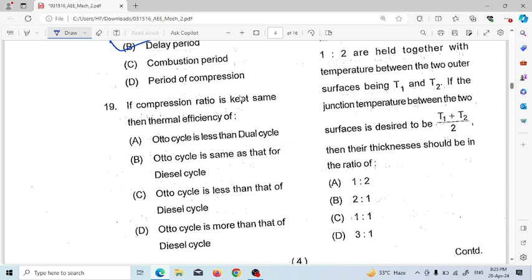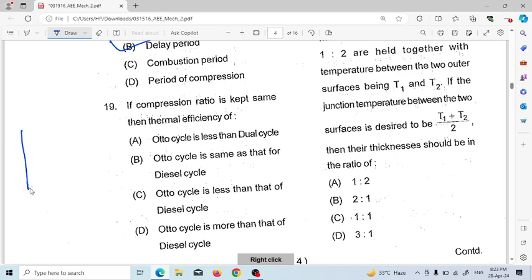If the compression ratio is kept the same, then the thermal efficiency of the Otto cycle is less than the dual cycle. Otto cycle is the same as the diesel cycle. Otto cycle is less than the diesel cycle. Otto cycle is more than the diesel cycle.